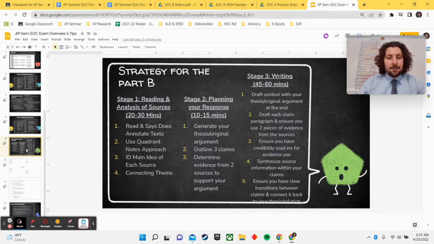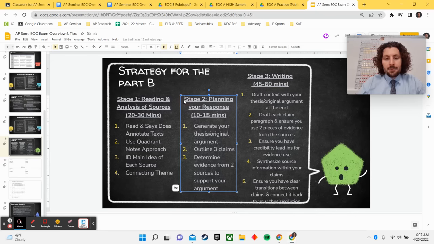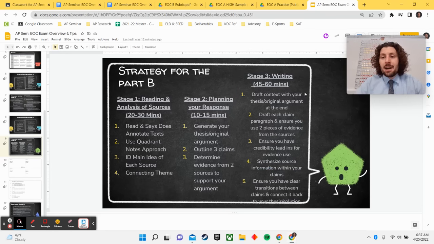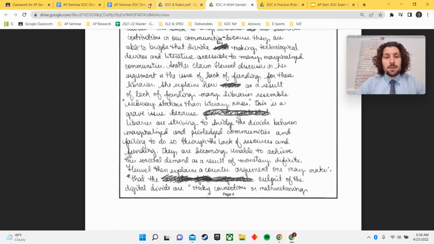So again, you're taking about 15 minutes to plan that response. Your general thesis and idea, at least 3 claims, and then evidence from your different sources, at minimum 2 sources to support that argument. And then lastly, you want to take about 40 to 60 minutes, so that last hour of the exam, to really draft out this argument. And this is something that, though it is a time crunch here, if you organize well up to this point, you should be able to get a basic argument out with your clear thesis statement and unique solution, and you should be able to utilize at least 2 of the sources.